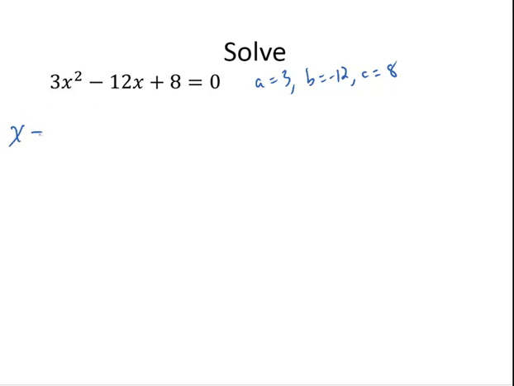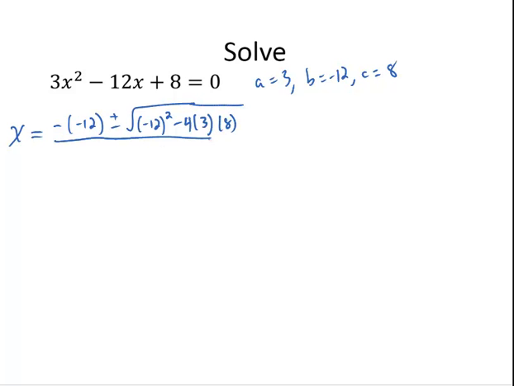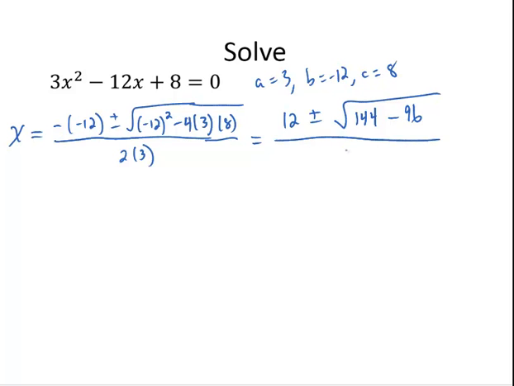Using the quadratic formula, x would be the opposite of negative 12, plus or minus the square root of negative 12 squared minus 4 by 3 by 8, all divided by 2 times 3. The opposite of negative 12 is 12, plus or minus negative 12 squared is 144, minus 4 times 3 times 8, 4 times 3 is 12, 12 times 8 is 96, and 2 times 3 is 6.